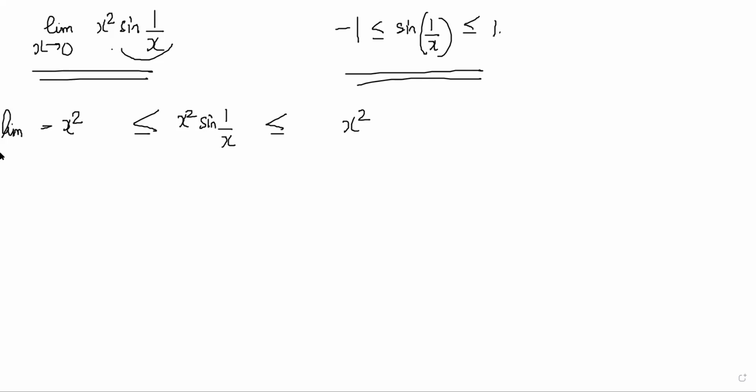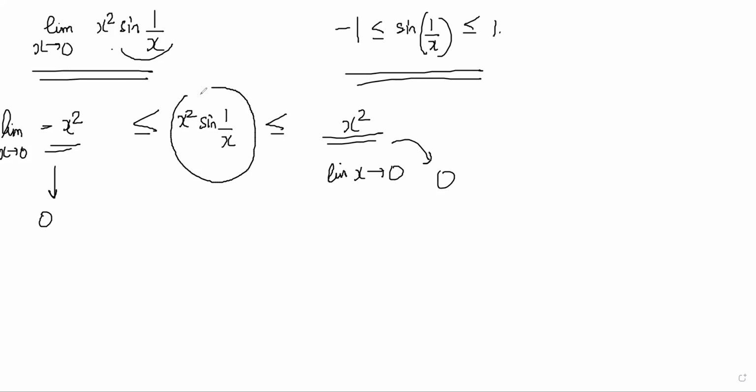And this limit is tending to 0, and this limit is also tending to 0. So the function in the middle is going to be squeezed, and it will also have to tend to 0, because the lower function and the upper function are both tending to the same value, 0. So this is an example of the sandwich theorem.